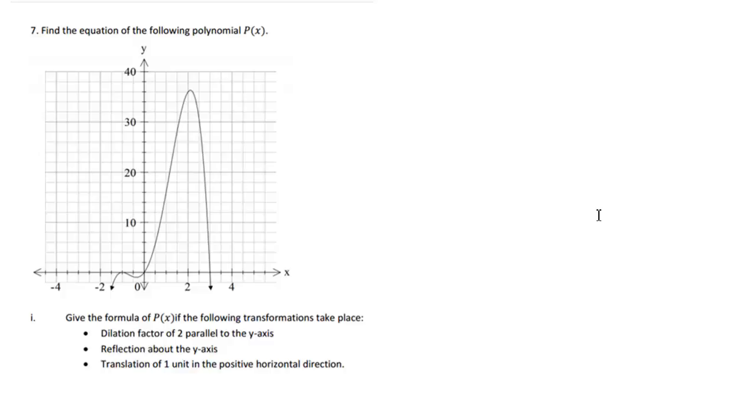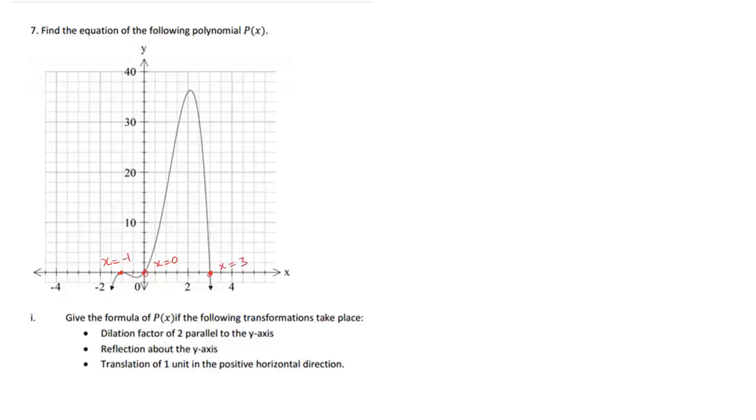Question 7 states, find the equation of the following polynomial. Now, what we're going to do is very similar to what we did last time, where we take each of the solutions. We can see that that solution there is x equals -1. This one here is x equals 0. That one there is x equals 3.